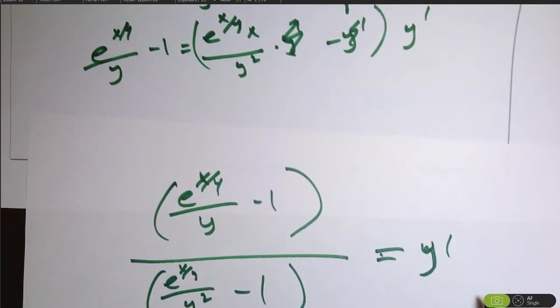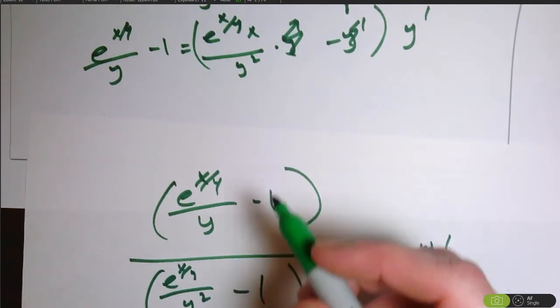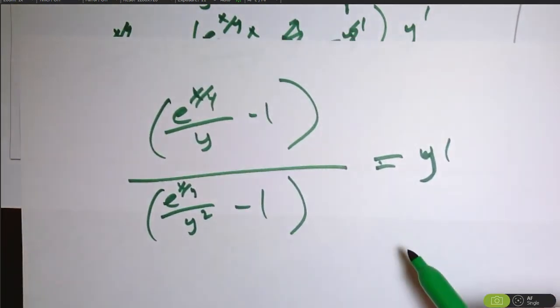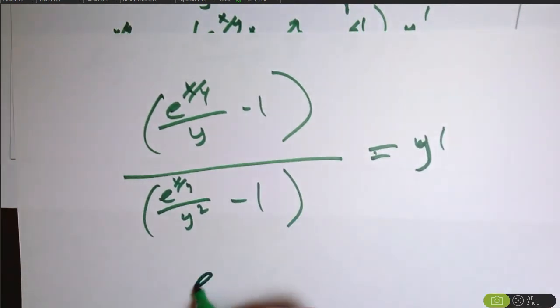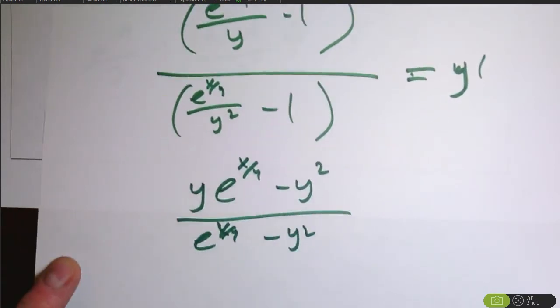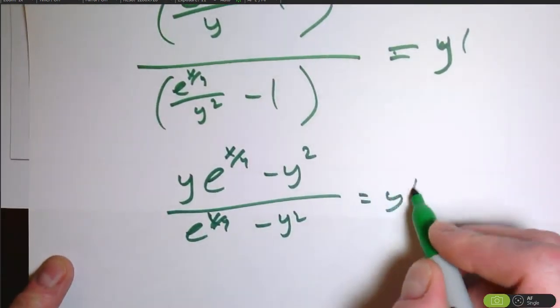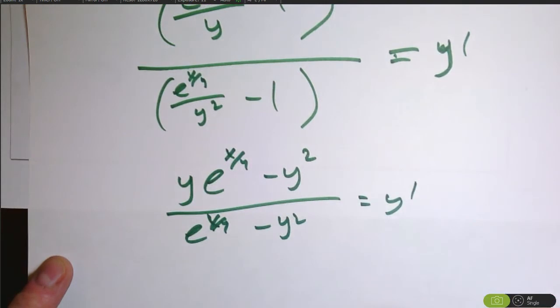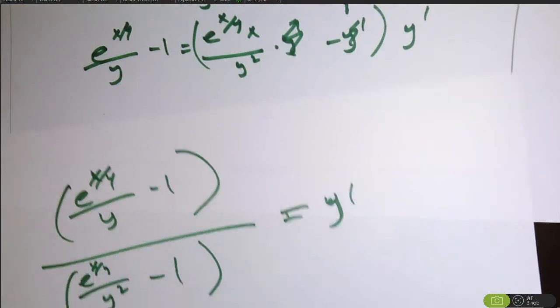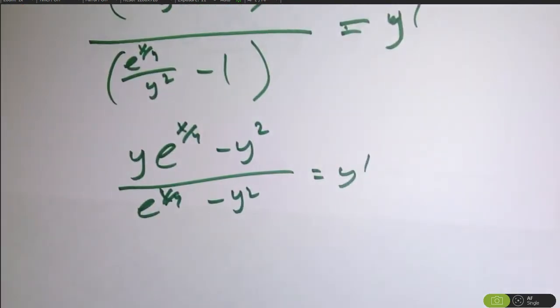Well, it isn't that bad. I guess you could multiply by y squared on top and bottom. Here it is. You can multiply by y squared on top and bottom, and this will give you then y e to the x over y minus y squared over e to the x over y minus y squared as well. So it does, I don't know, simplify a little bit, but ugly, ugly, ugly. But yeah, I wanted to look at least an implicit differentiation one. So that's nastier than I thought.